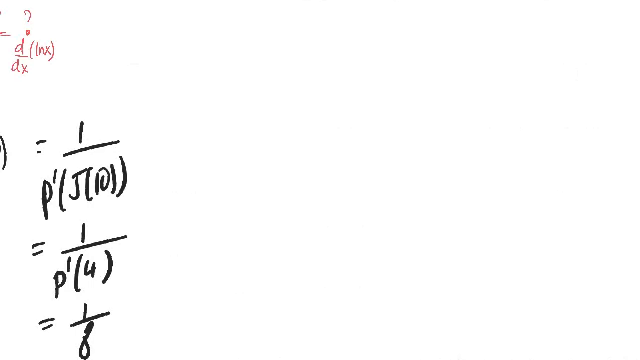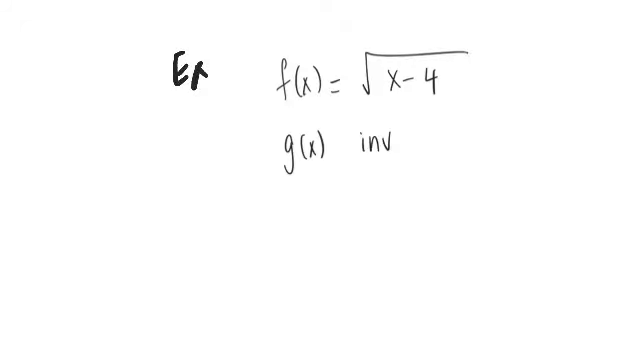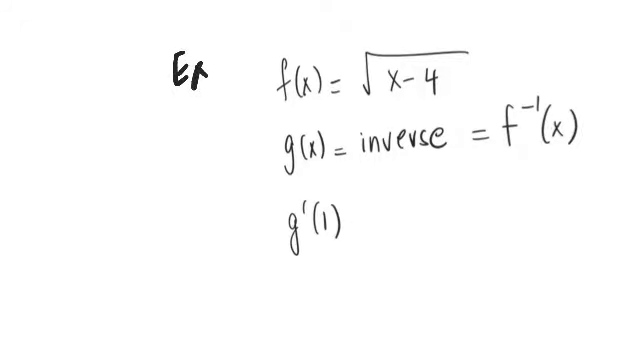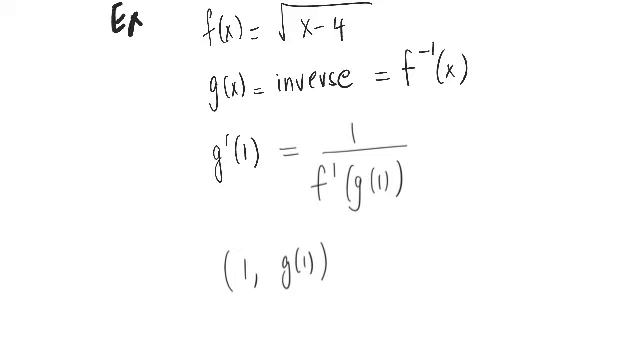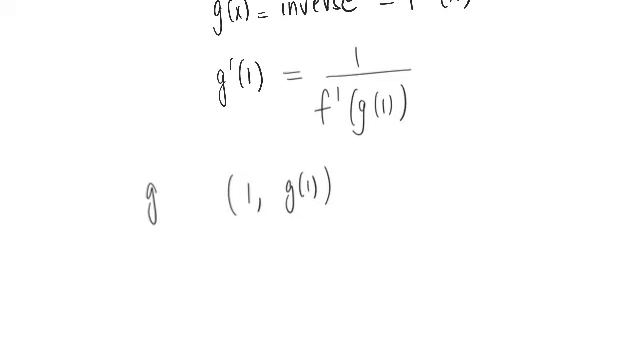Okay, so I'm going to do example 4 now. Example 4 says that f of x is equal to the square root of x minus 4, and g of x is the inverse. So that means g is equal to f inverse of x. And we're asked to find g prime of 1, right? So the steps for a problem like this will be first to realize that we can use the equation g prime is 1 over f prime of g of 1, right? G of 1 means the y value on the g graph at 1, right? So this is the g graph. We're at the point x is equal to 1, y is equal to g of 1.